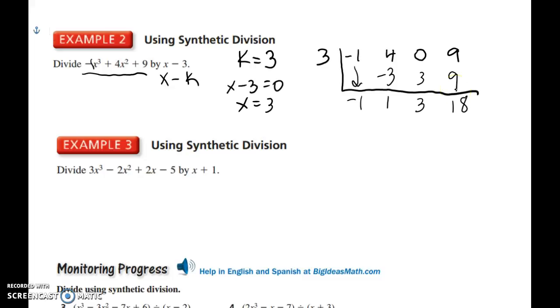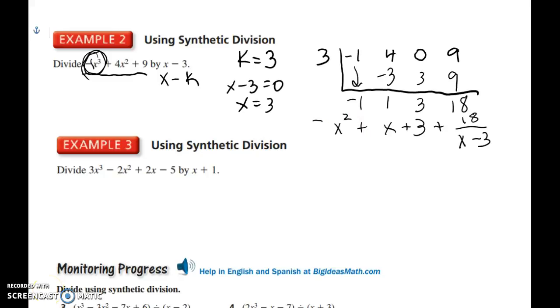These numbers will be the new coefficients of your answer polynomial. We started with a polynomial with a power of x cubed, so our answer will be 1 less, x squared. So I have -1x squared plus 1x plus 3 with no x. The last number will be our remainder. Always write your remainder over your divisor, what we were dividing by. In Big Ideas, we don't need to actually show those ones, so make sure you take them out.